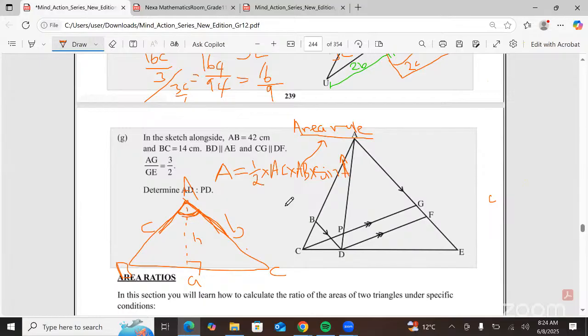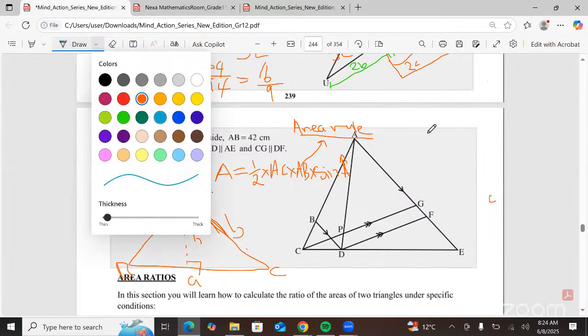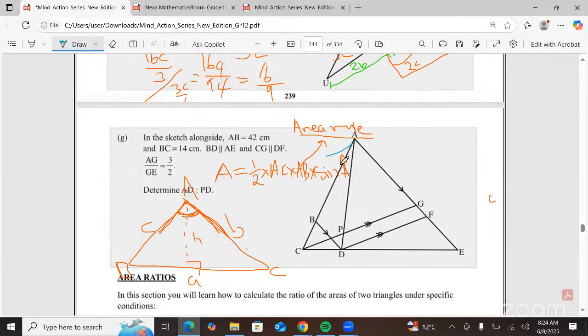Yes, sir. Yes, sir. Okay, I hear feedback from two people. Yes. Does it make sense to everyone, guys? Okay, I think it makes sense to everyone. So if you guys now understand how area rule works, we are fine.